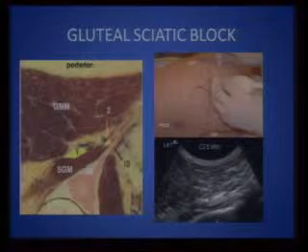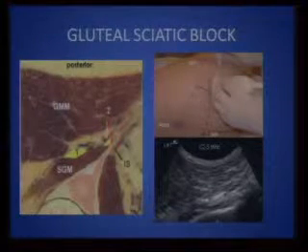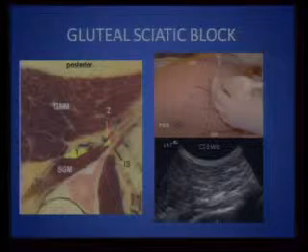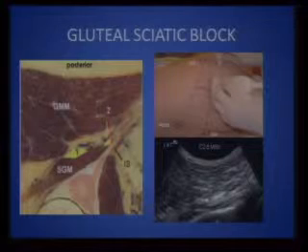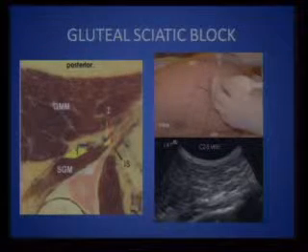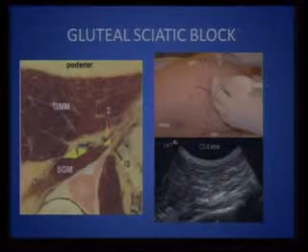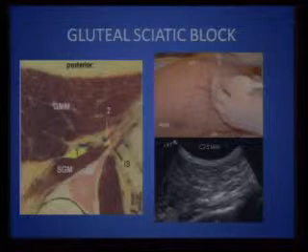And when you do try to do it, always make sure you use a peripheral nerve stimulator as well. So that is how you put a curved transducer, because this is a deep block and you need your ultrasound rays to penetrate. And your needle can either go in plane or out of plane.